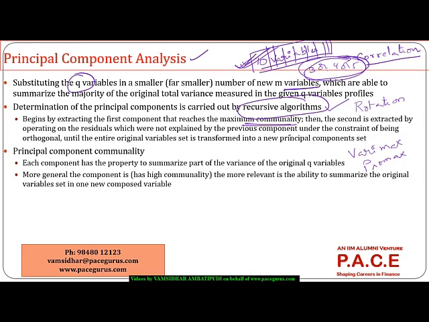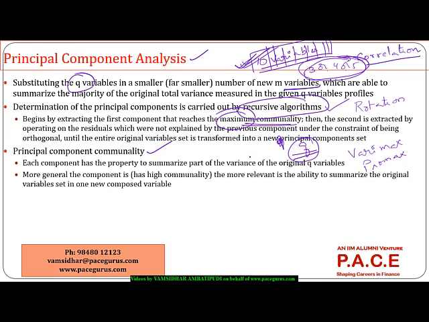So at the max you can create q number of components, where q is equal to the number of variables in the original scenario. So when I am talking about principal component communality, we are saying the one that has the maximum communality will be chosen first, then the one that has the next communality, which is computed based on the residual after the first component is extracted, and so on.